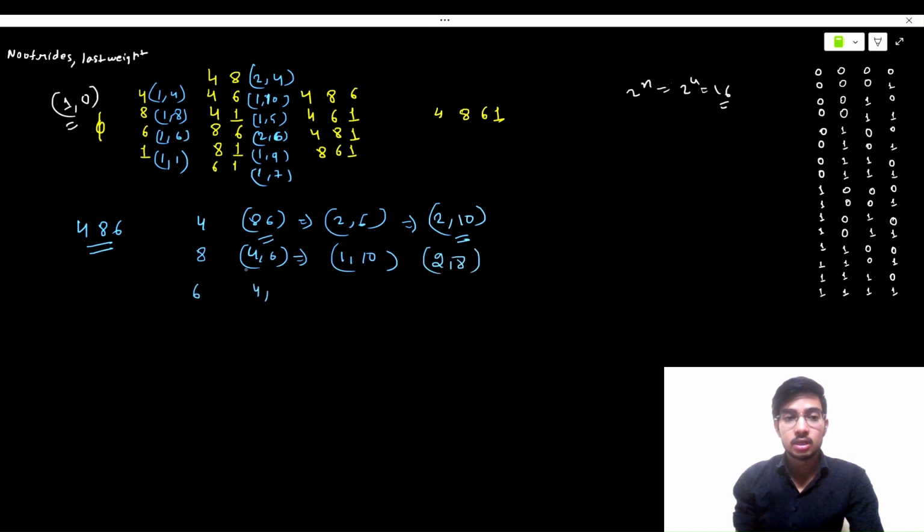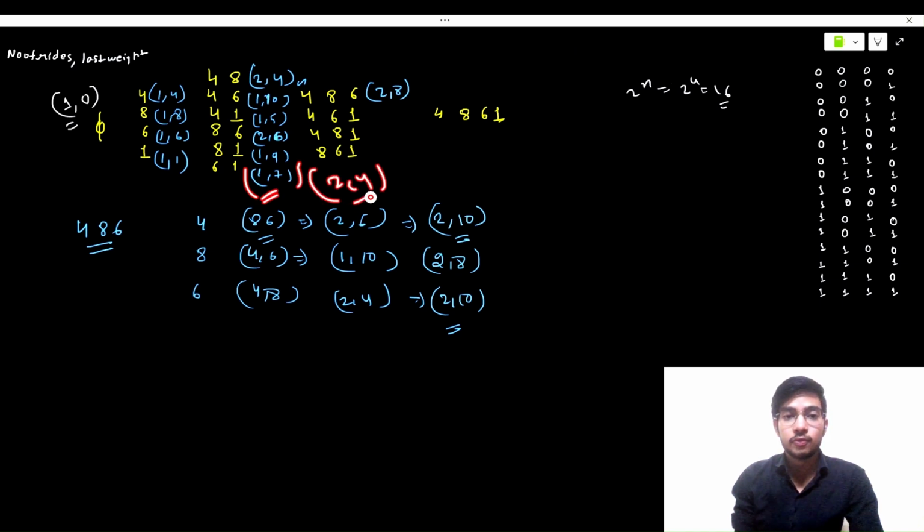If you try to process 6, it depends on the previous state, which is 4, 8, that is 2, 4. Can you process it? Yes, 2, 10. So what would be the optimal one? 2, 8 would be the optimal. Similarly, in this case, if you try to process 4, it depends on 6, 1. Can you process it? No. 2, 4 will be the state. And if you try to process 6, it depends on 4, 1. Can you process it? No. 2, 6. If you try to process 1, it depends on 4, 6, which is 1, 10. No. 2, 1 will be the next state. So the optimal one is 2, 10.